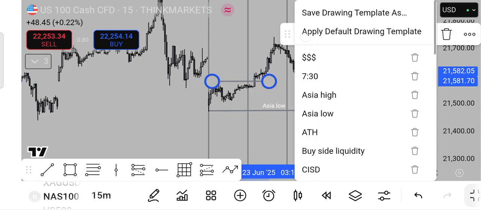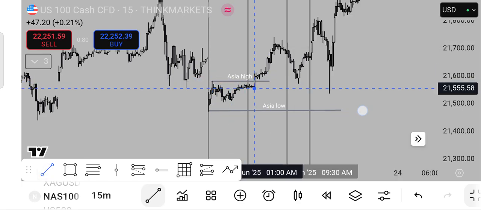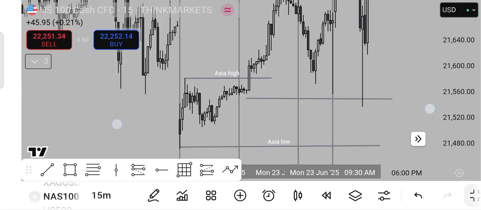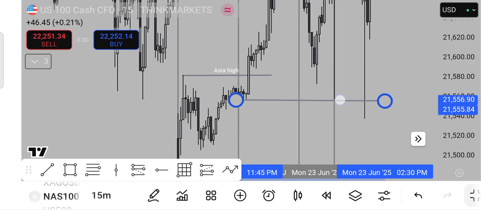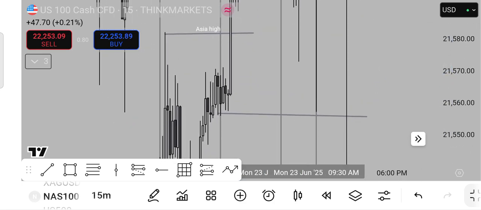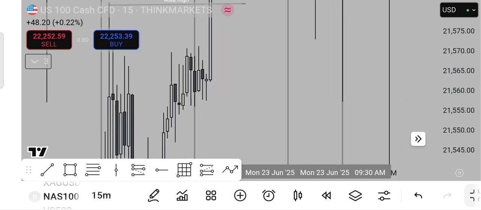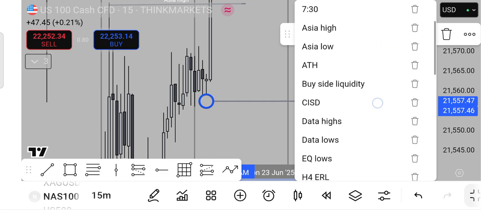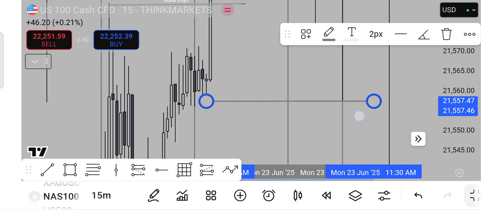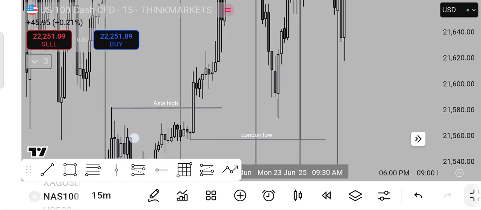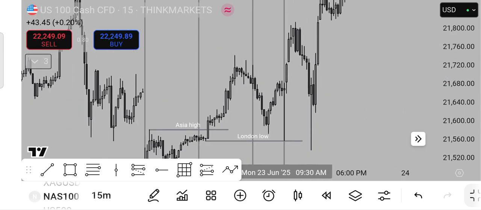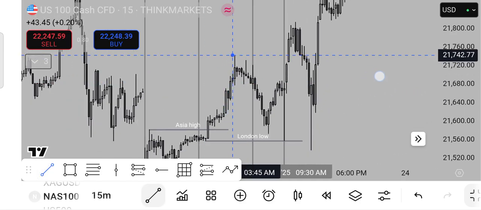Asia high is taken, and this is our London low. This one, let me mark it clearly. This is our London low, which was just slightly taken. That's why it was so high. A strong liquidity level that was only slightly touched, and then the market just pumped hard. And this is London high.